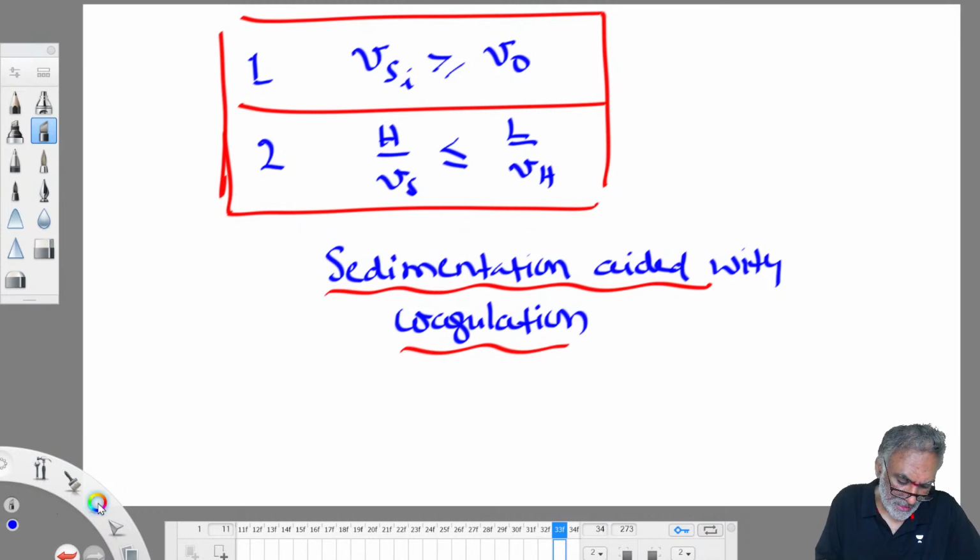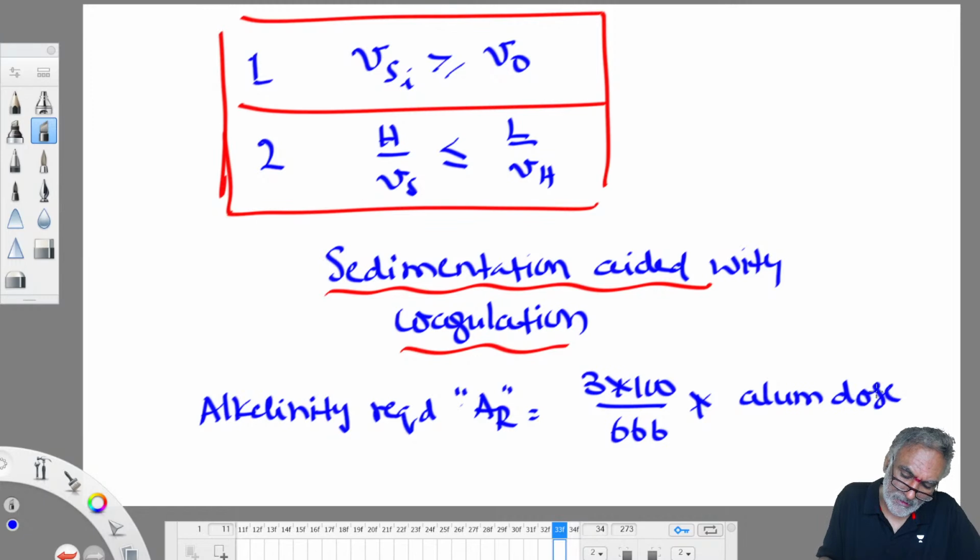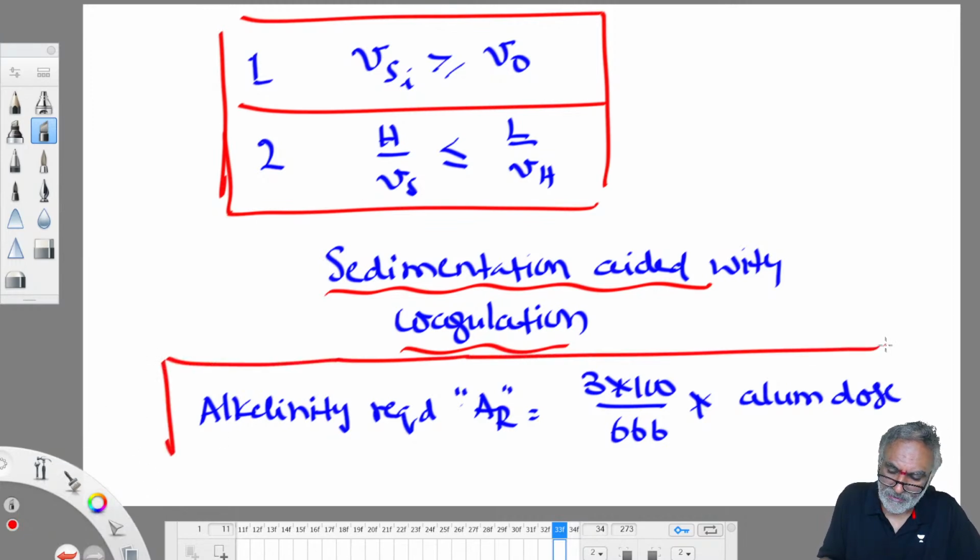finding the chemical requirement for alum dose. So for a given alum dose, alkalinity required is equal to 3 into 100 by 666 into alum dose. This is the first formula related to that. So questions are asked based on this formula.